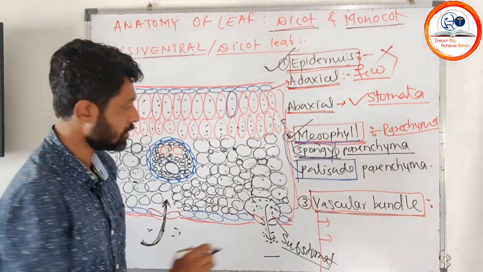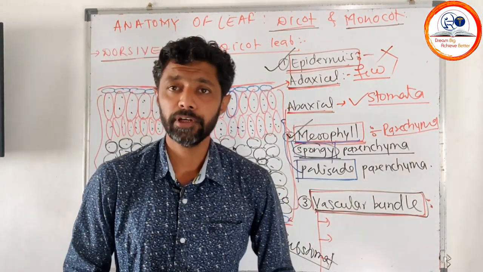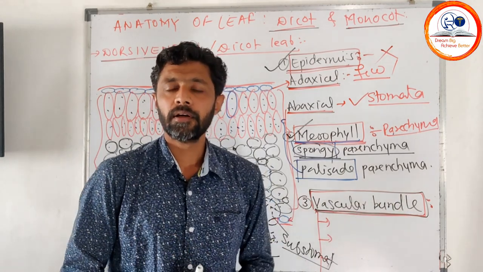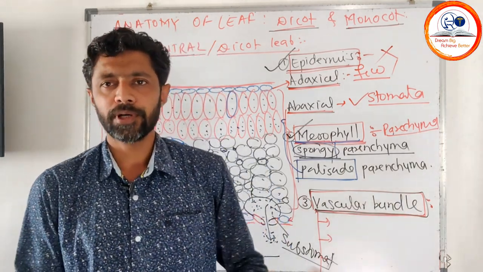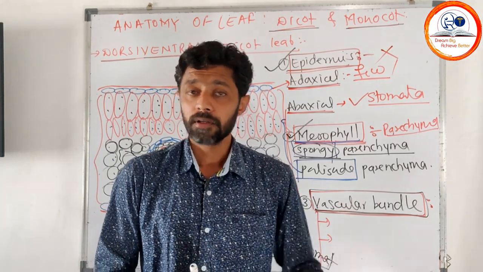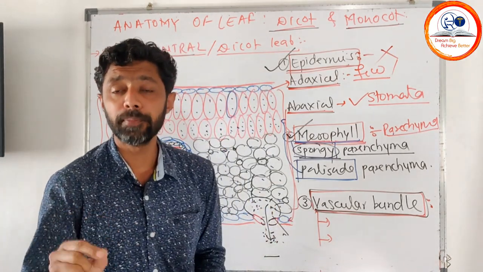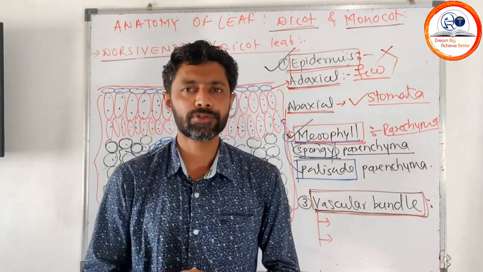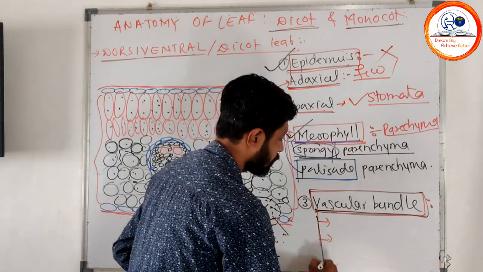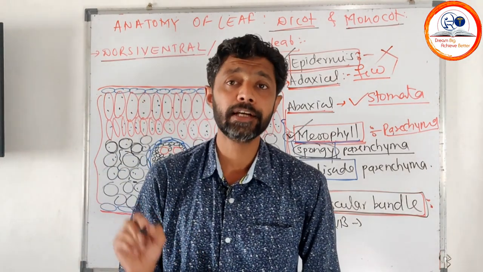Now we have to consider the most important part, which is meant for conduction of water and food, that is the vascular bundle. Here the vascular bundles are numerous in number, and their size depends on the size of your veins or mid vein. Whatever type of venation there is, the size of the vascular bundle depends on the veins, veinlets or mid vein.